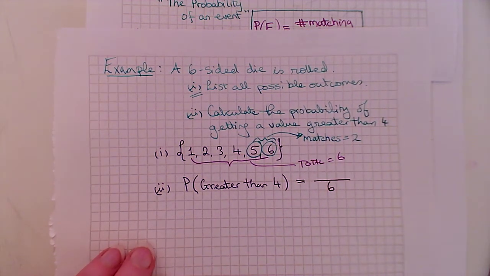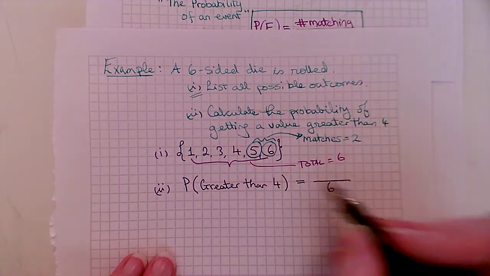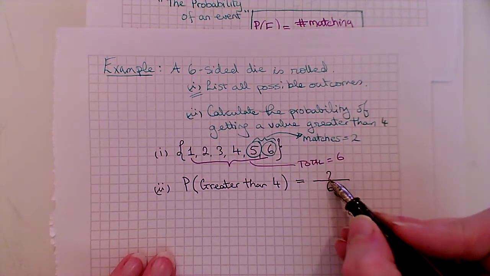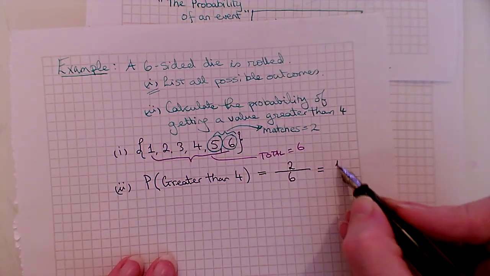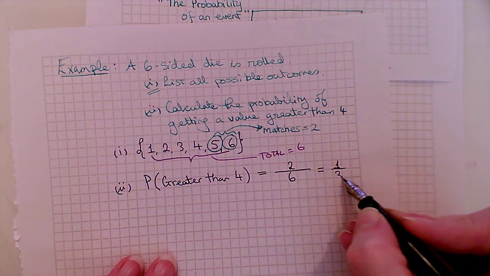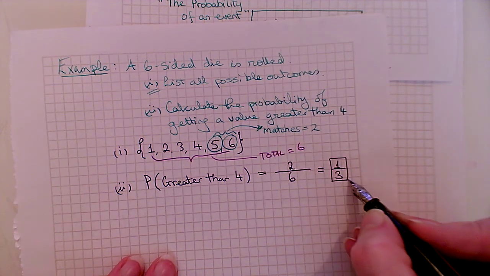And there are 2 of those. So it's how many I have. I don't put 5 and 6 over 6. I count them. I've got 1, 2 matching outcomes. So 2 out of 6. And I would simplify that, because that's an equivalent fraction, to 1/3. And that's my answer.